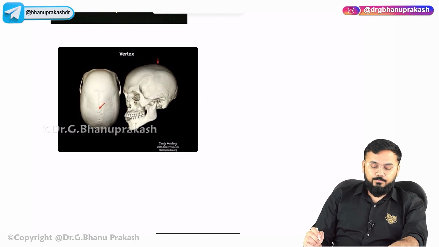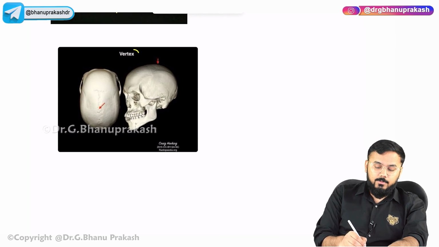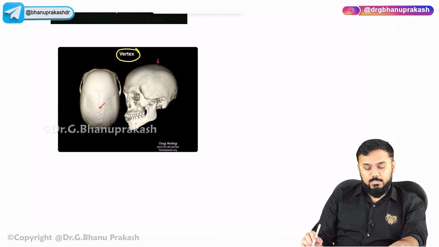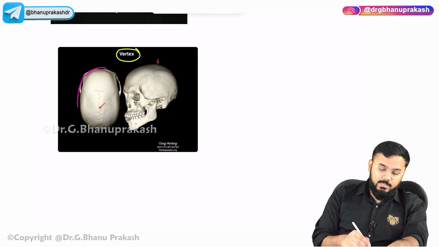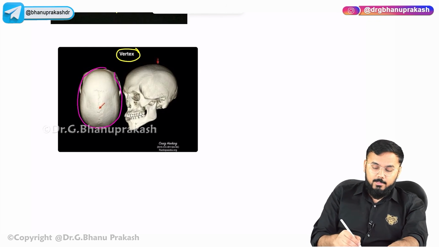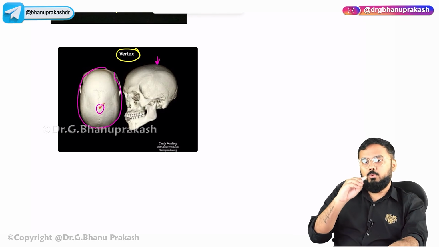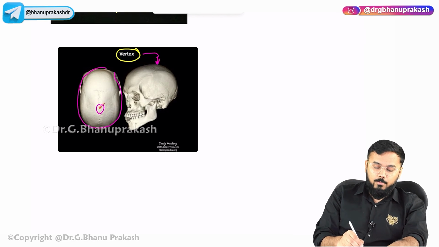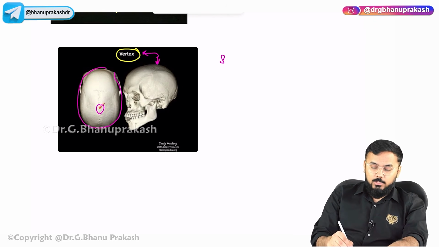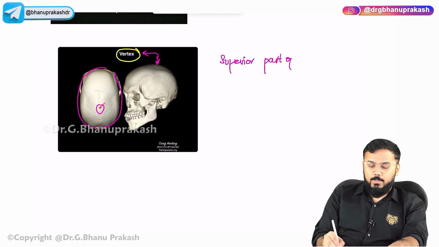Now look at this. What is vertex? The next important anatomical landmark is vertex, the highest point of the neurocranium. So this entirely is your neurocranium. The topmost part is exactly here. This is the topmost elevated point, and this topmost point is called as vertex. So the superior part of neurocranium is called vertex.